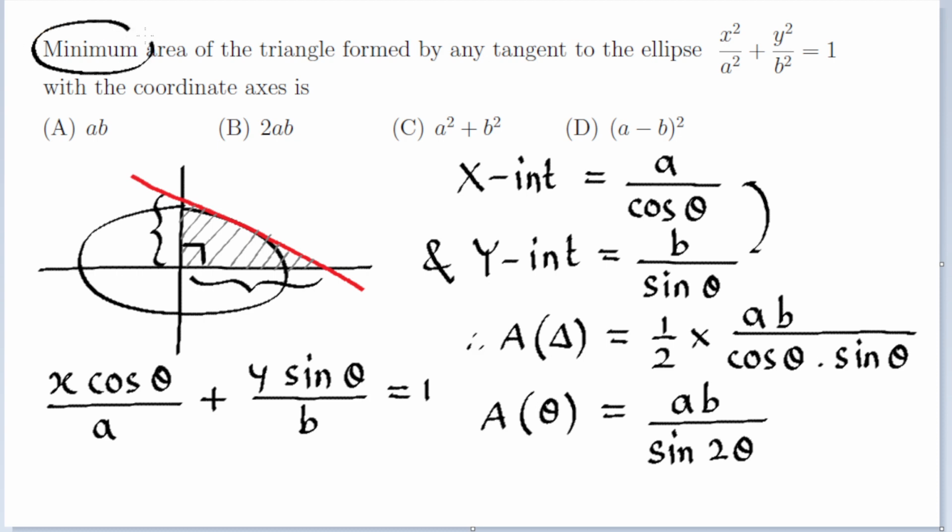Now if you have been asked to find the minimum area, and if area is given as this fraction in which AB is a constant for a given ellipse, but it is only the denominator which is a variable part, therefore the overall fraction will be minimum when the denominator is maximum, and we know that the maximum value of sine of any expression is equal to 1. So therefore the minimum value of the area of this particular triangle is AB divided by 1, that is AB. So therefore option A is the correct answer to this question.